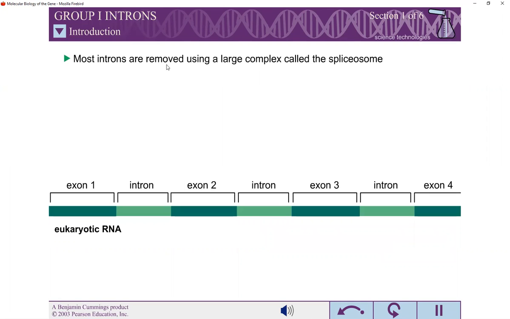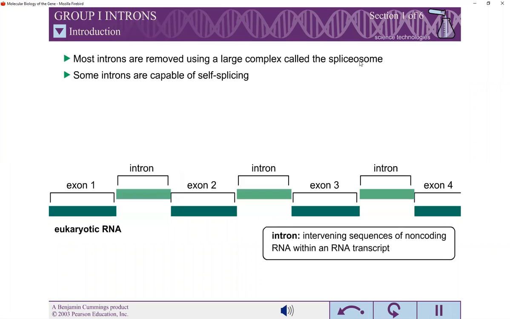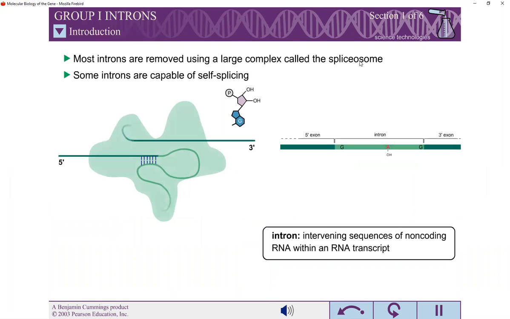While most introns are removed using a large complex called the spliceosome, some introns are capable of catalyzing the chemistry of their own release. These self-splicing introns are divided into two classes based on their mechanism of self-splicing: Group 1 introns and Group 2 introns.